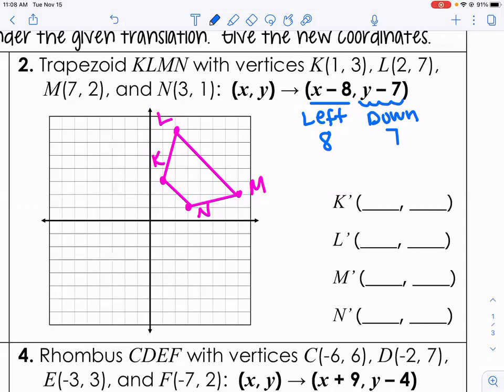All right, so let's do this. Let's not worry about writing down the points yet. Let's just take all of these coordinates and move them left 8 and down 7. So from right here, I'm gonna move 1, 2, 3, 4, 5, 6, 7, left 8, and then 1, 2, 3, 4, 5, 6, 7. Ooh, that was nice. There's L prime.